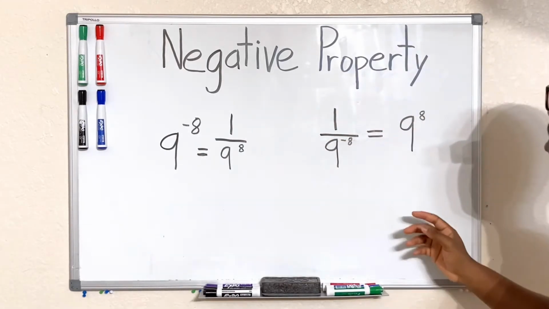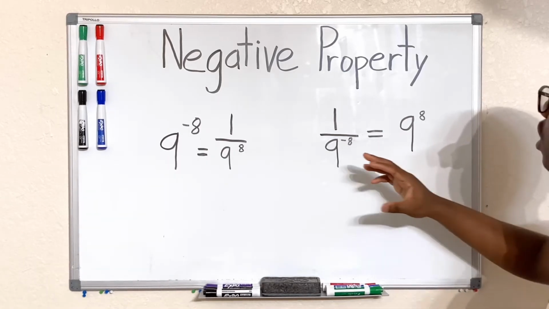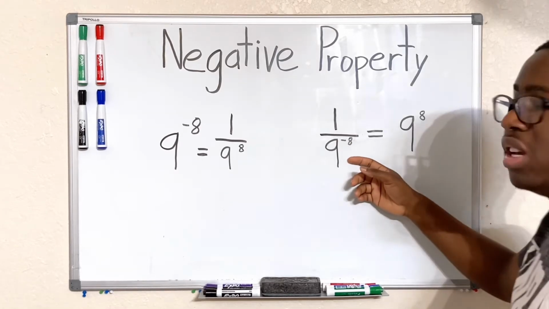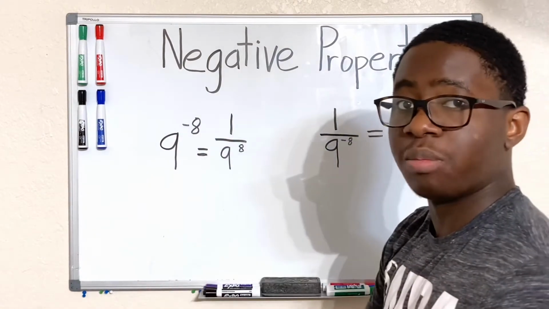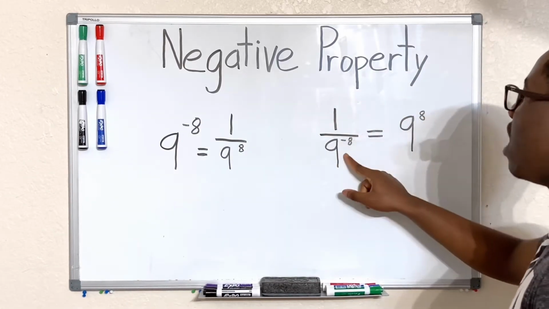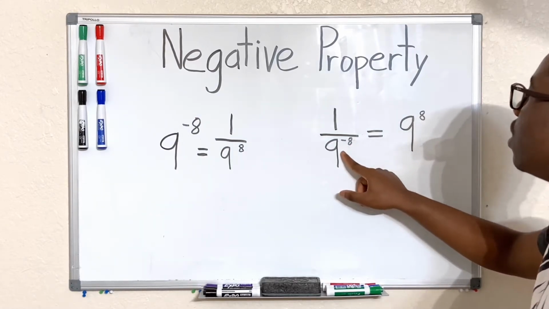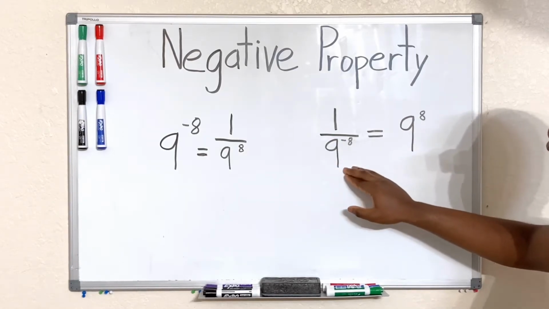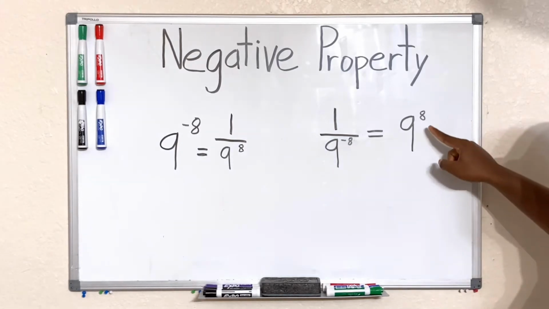Now here we have our second example, the second version of this negative property. So what if our negative property started off with our denominator being 9 raised to the negative 8? So what do we do then? So basically we just do the complete opposite of what we did here. So we have, where 1 is our numerator, 9 raised to the negative 8th power. And what we'll do is we'll take away this negative and bring everything else back to its original form. So then we will go from 9 raised to the negative 8, which is the denominator of this fraction, to 9 raised to the 8.